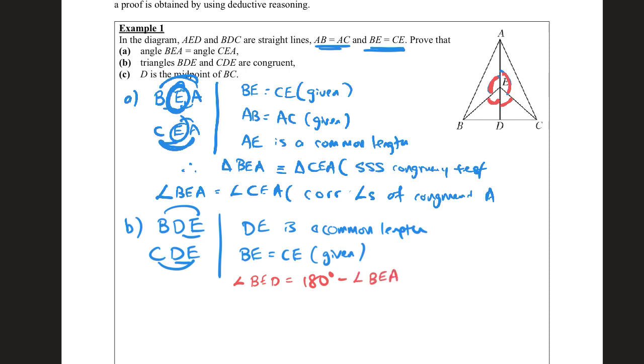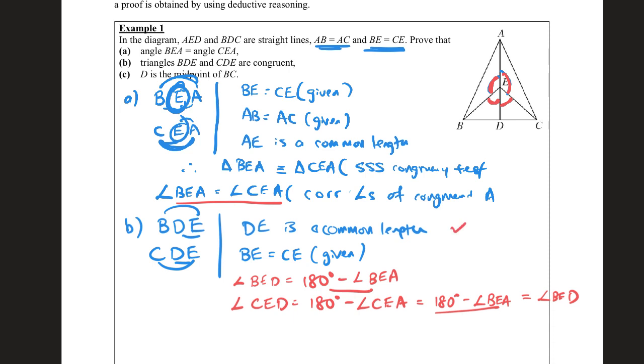So I stop here first. Then I'll go on to the next one. Angle CED is also 180 degrees minus angle CA. So what's the similarity? Because CA, I've proven that it's the same as BA. So I can say this is also 180 degrees minus angle BA. And since they are the same, therefore this is equal to angle BED.